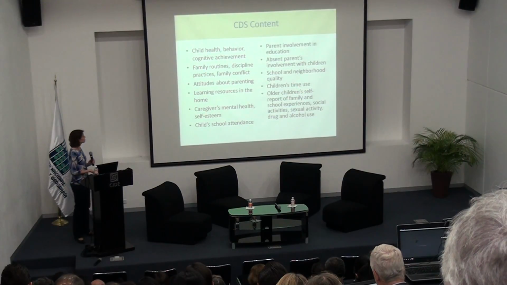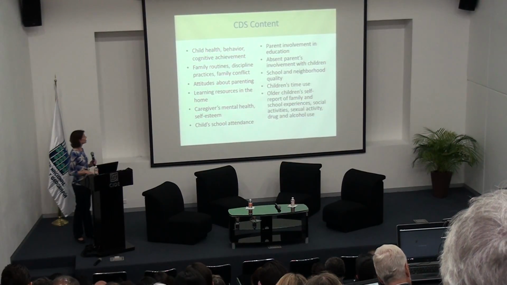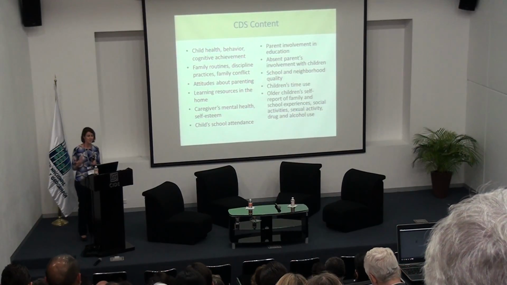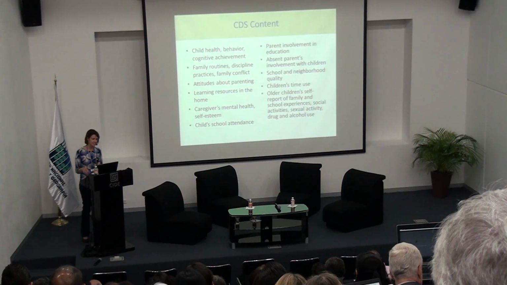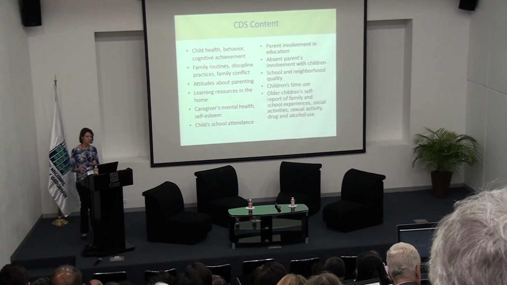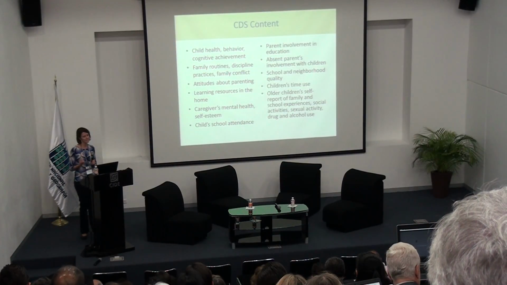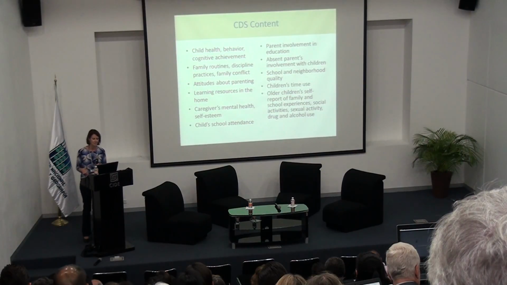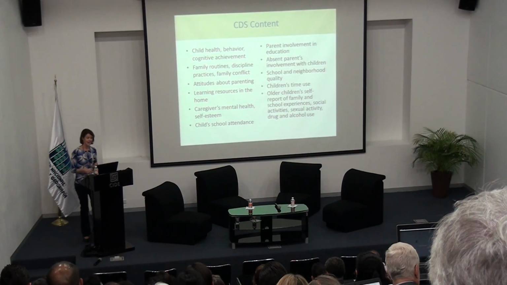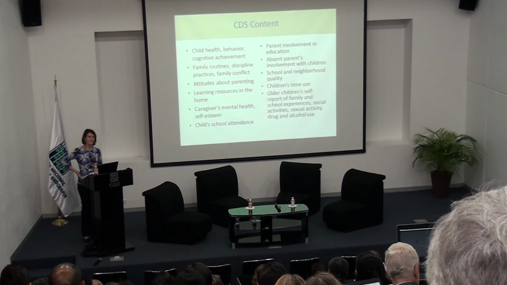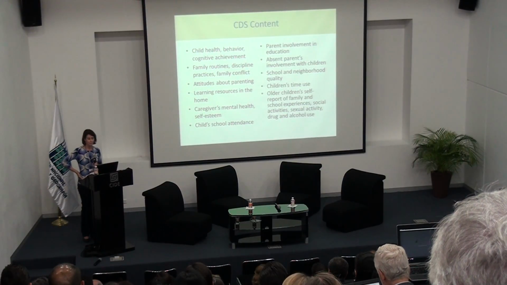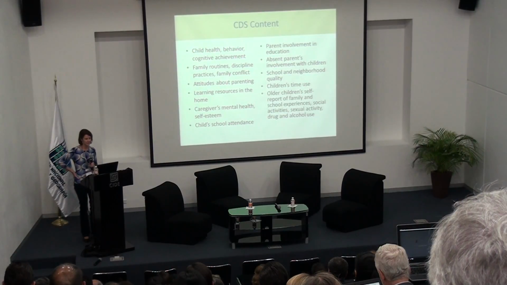Content of the questionnaire included some of the greatest hits from research on child development. So we have rich information on children's health and behavior from standard psychometric assessments, the cognitive achievement measures that I mentioned. We have a lot of information about what's happening interpersonally in the household in terms of family routines, discipline practices, family conflict. We get information from the caregivers about their attitudes about parenting. We find out about learning resources in the home, so access to a computer, to books, whether time watching television is limited. We have psychometric measures of the caregiver's mental health and self-esteem.